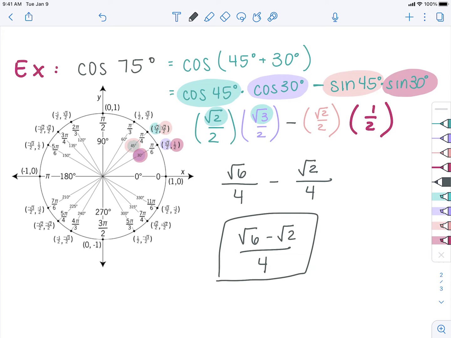I can't simplify that any farther because I can't subtract square roots unless they're exactly the same square root. And I can't factor a 2 out there because I can't simplify those square roots. That 6 and that 2 are stuck inside the square roots, so there's nothing else I can do there. That's my final answer. So without having a calculator, I was able to find the cosine of 75 degrees by using my sum and difference trig identities.